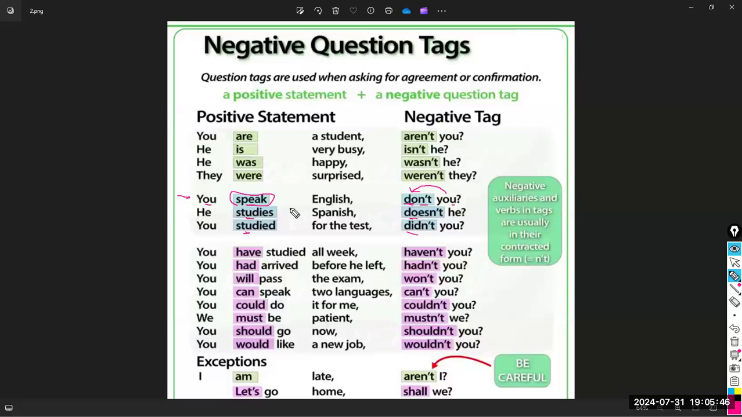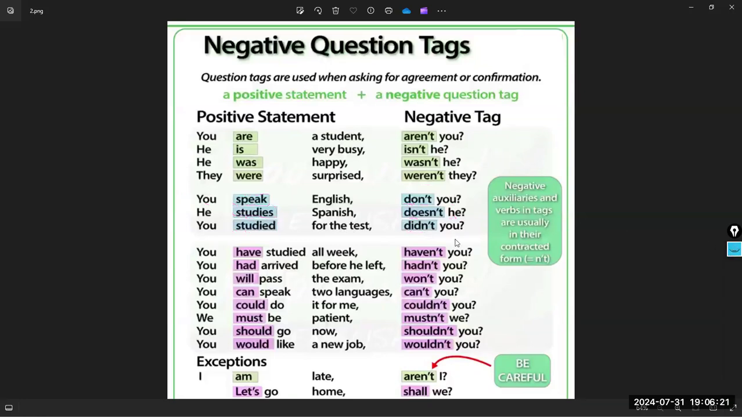Now, this is the example about does. Notice he studies Spanish. Absolutely, because we have he and he takes does. He doesn't take do at all. Because he takes does, I have to use does. So I have to say he studies Spanish, doesn't he? Why? Because the main verb is studies. This is simple present. Now, if the verb is in the simple past, notice studied, you have to use did. You studied for the test, didn't you?